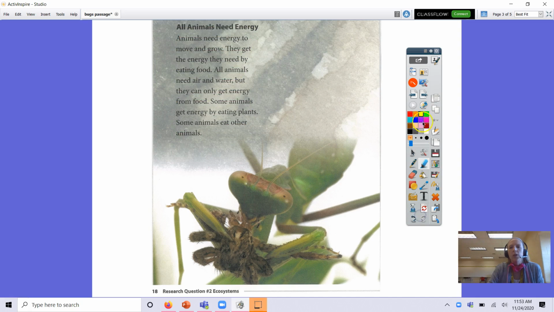All right, so what was important in this? I need to know that they need energy to move and grow. I also need to know that they get it by eating food. I also need to know that some of them eat plants and some of them eat other animals.